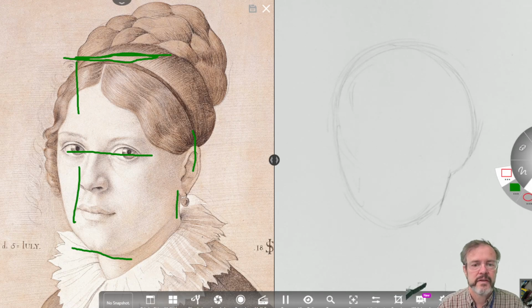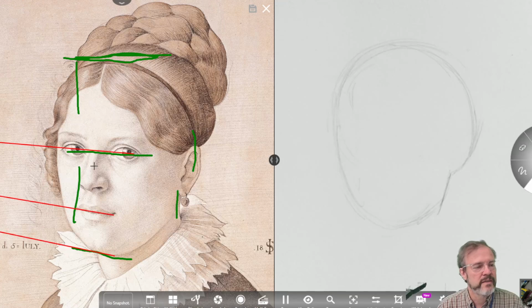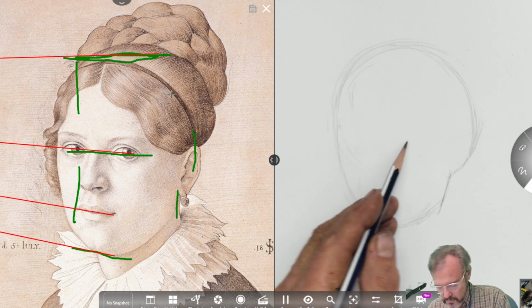We're also dealing here with some converging orthogonals, because if we go through the pupils and through the corners of the mouth, we definitely see convergence. And so using the idea of a vanishing point, we can sort of understand the whole head in perspective.